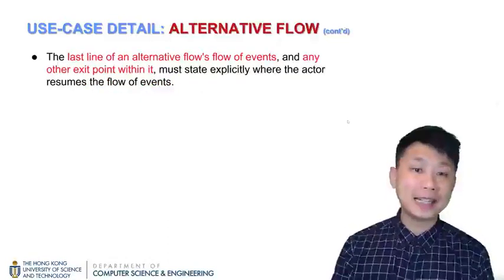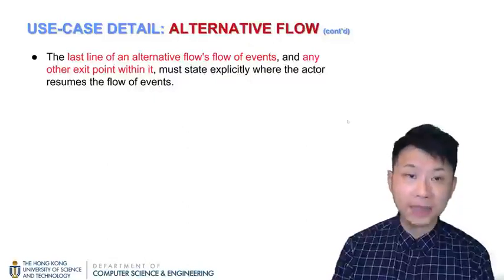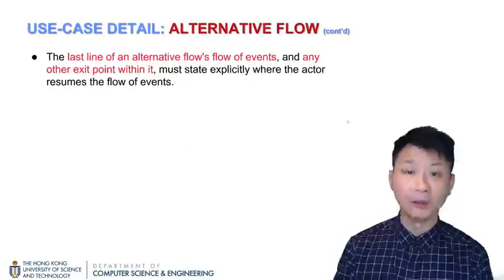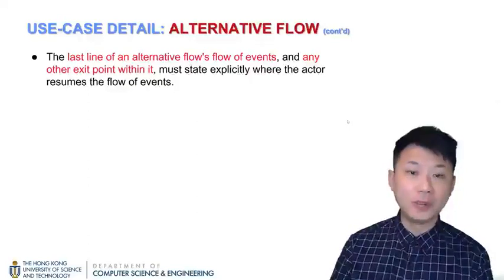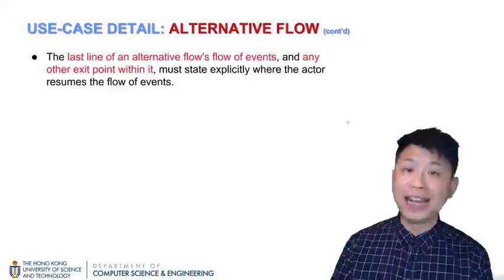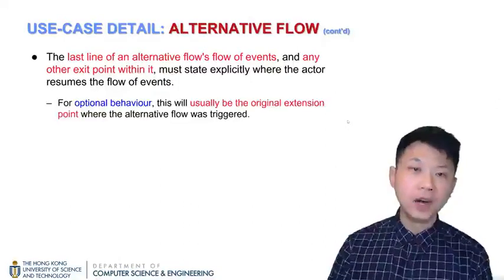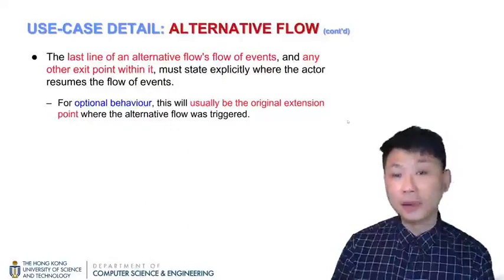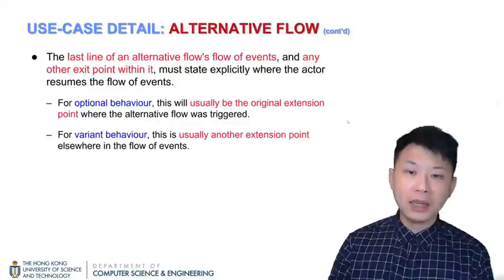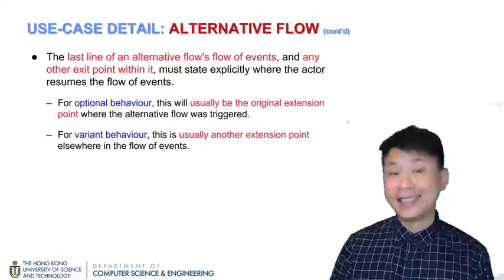Notice that the last line of an alternative flow specifies the exit point of the flow. You have to state explicitly where the actor resumes the flow of events after exiting the alternative flow. For optional behavior, usually we resume at the original extension point. For variant behavior, usually we resume at another extension point.